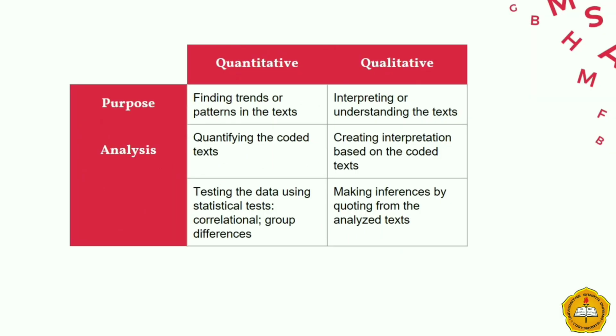The aim of quantitative content analysis is finding trends or patterns in the text. The analysis usually is done by quantifying the coded text, by testing the data using statistical tests like correlational tests or group differences. While the purpose of qualitative content analysis is to interpret or understand the text. We analyze data by creating interpretation based on the coded text, or by making inferences by quoting from the analyzed text.